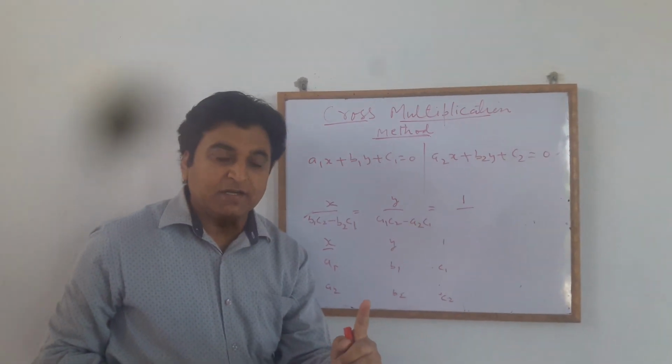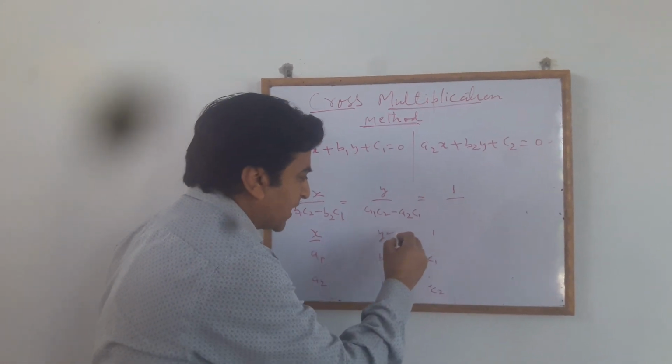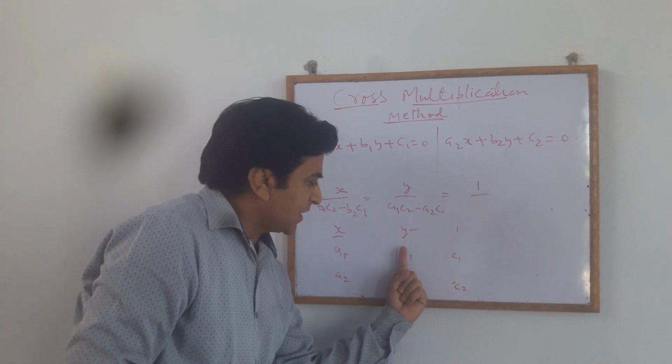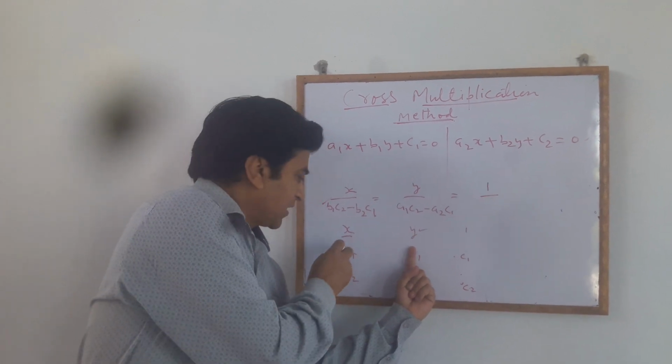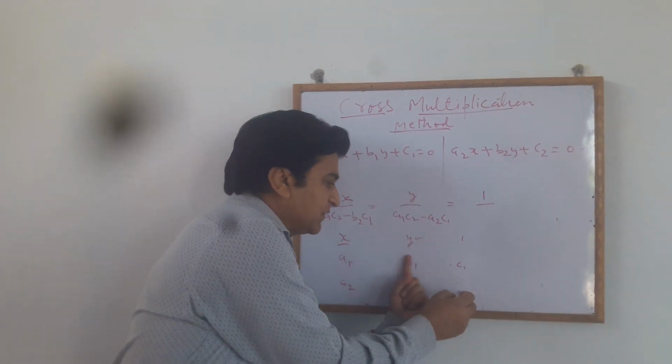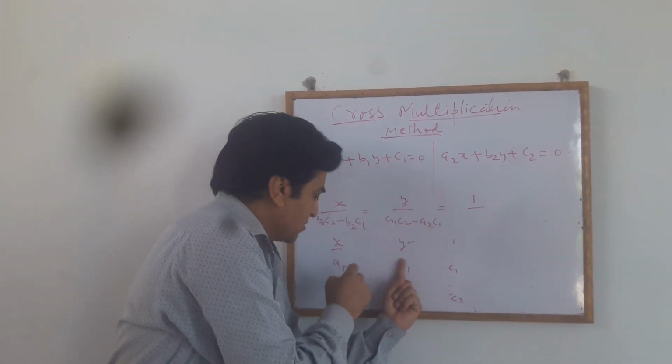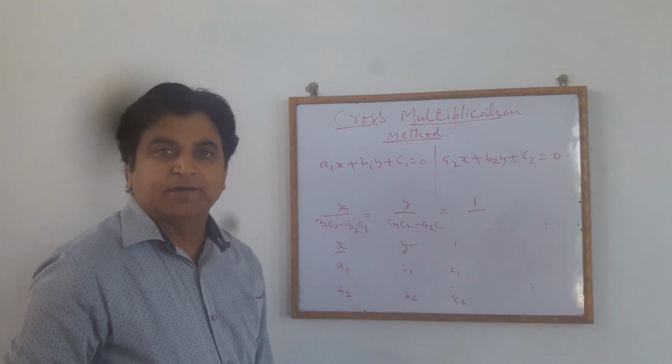You understand, beta, what I said? In case of y, I mean to say, when to find the denominator of y, what to do? Forget the coefficients of y. So we are left with a1, a2, c1, c2. In the same way we have to proceed: a1 into c2 minus a2 into c1.